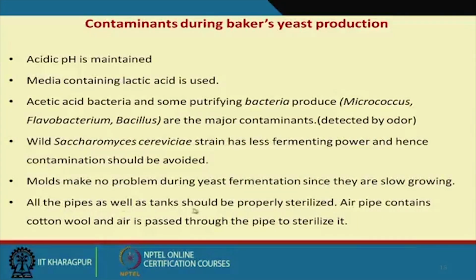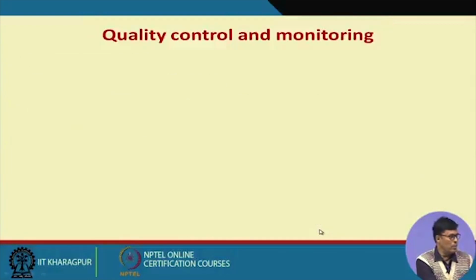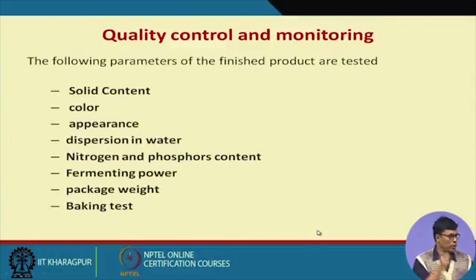All pipes as well as the tanks should be properly sterilized. The air pipe contains cotton wool, and air is passed through the pipe to sterilize it. Now, quality control tests are also very important as far as Baker's fermentation is concerned.